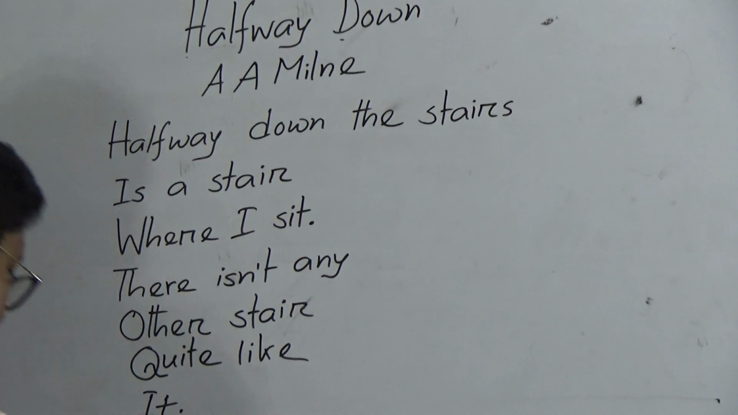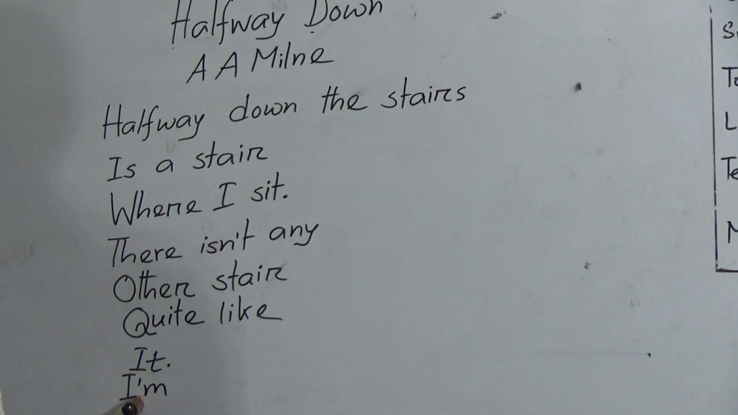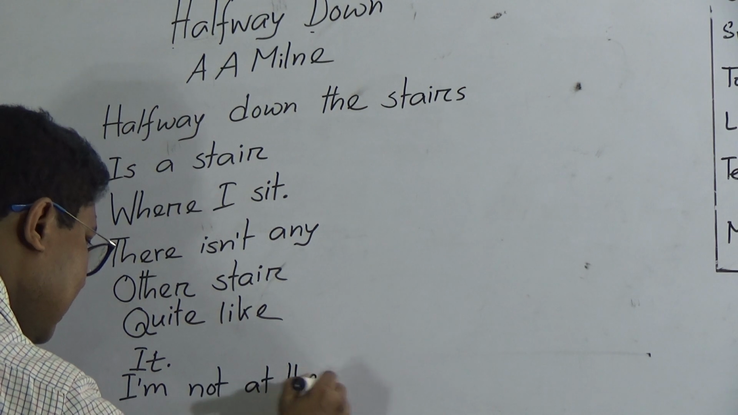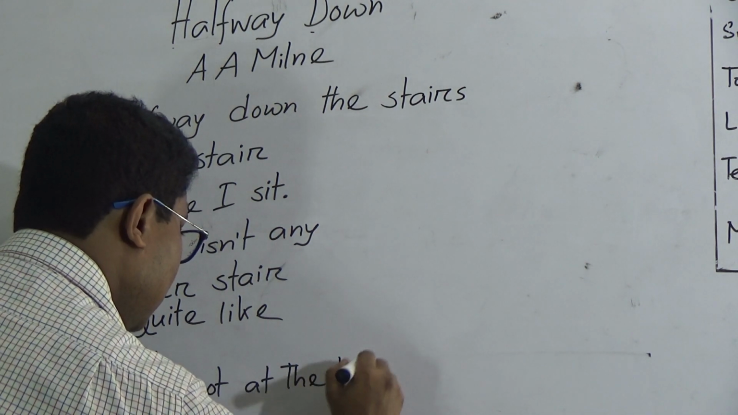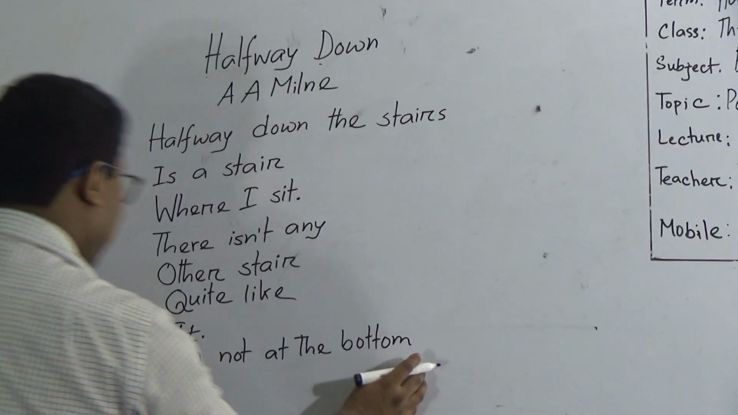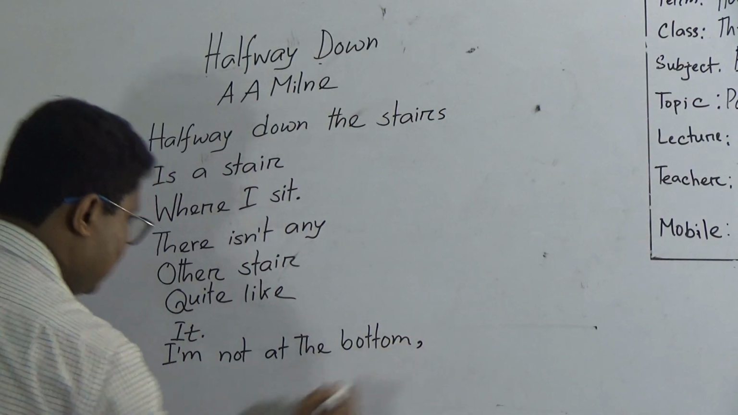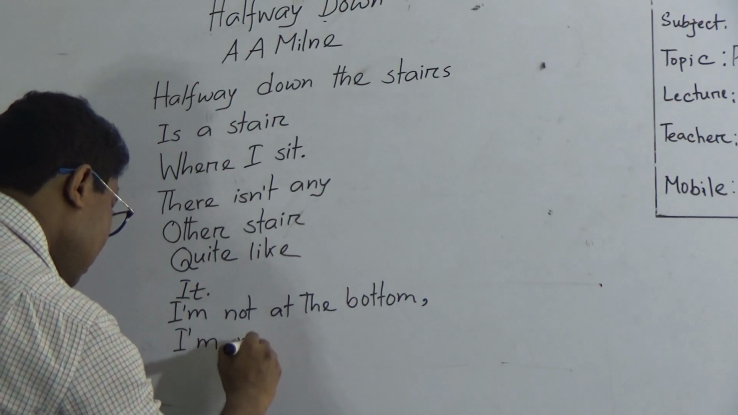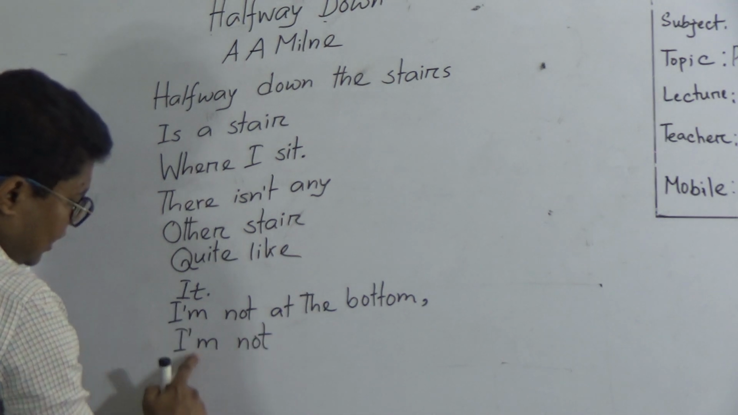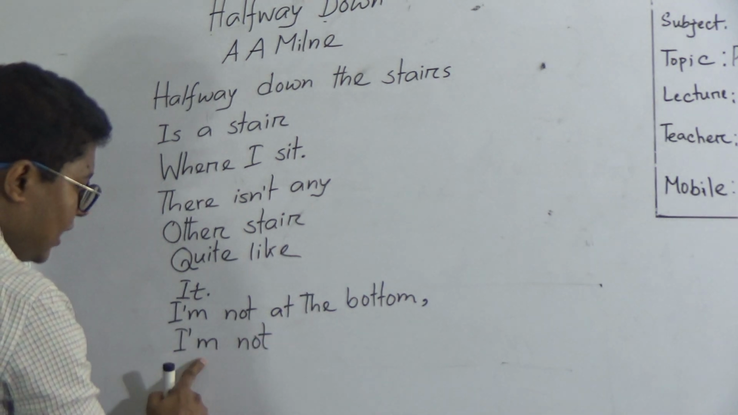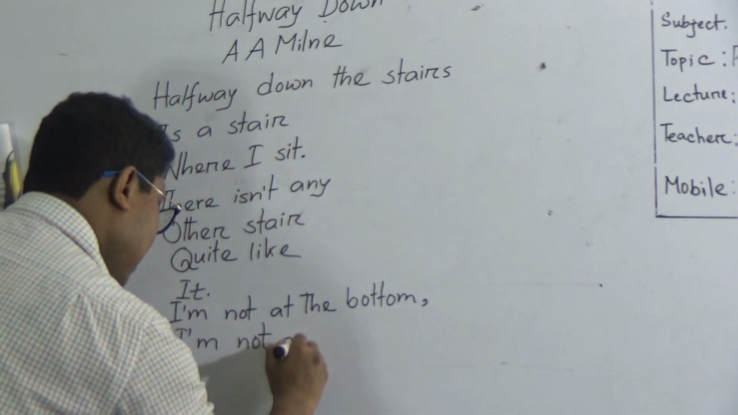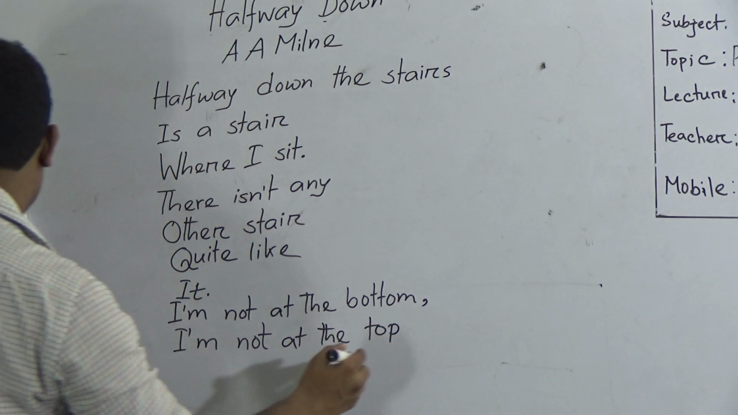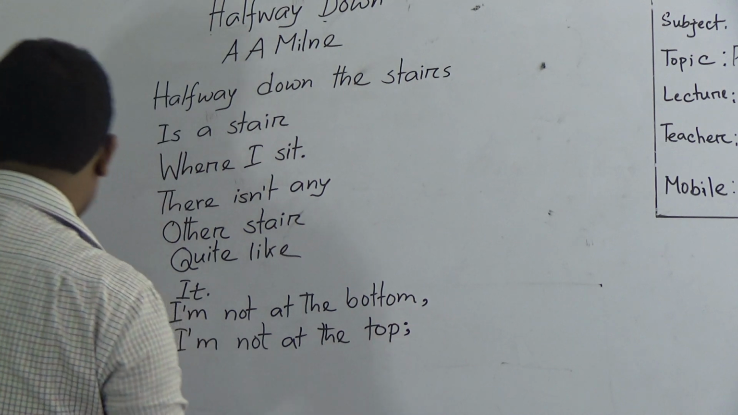Then I have to write: I'm not at the bottom, B-O-T-T-O-M. There's an apostrophe here, then M. I'm not at the bottom. There is a comma here. Put a comma here. I'm not at the top. You have to put an apostrophe here. This is the short form of I am. I'm not at the top. So there is a colon here.